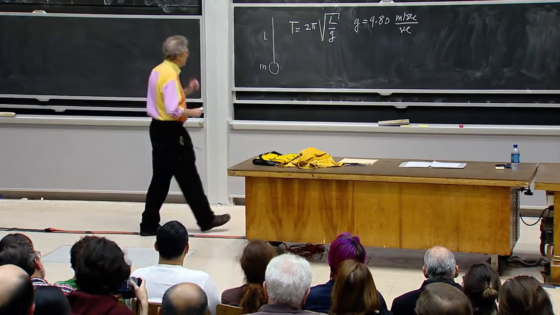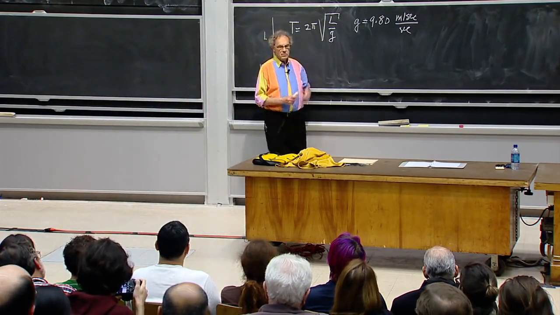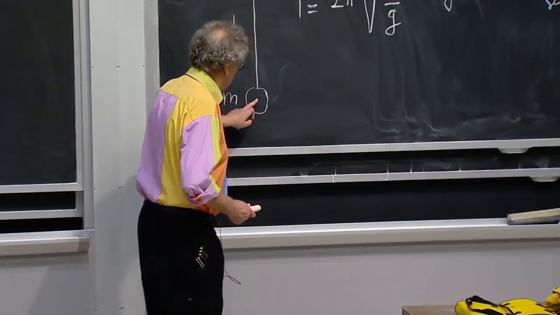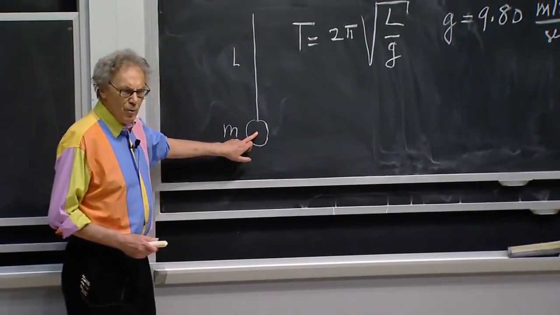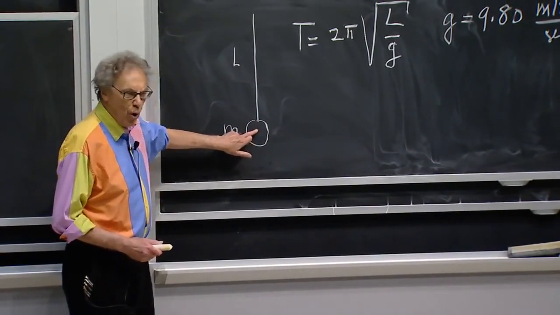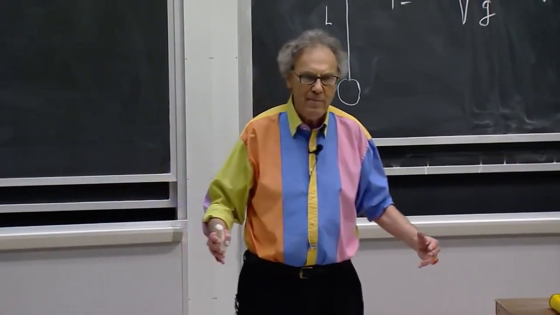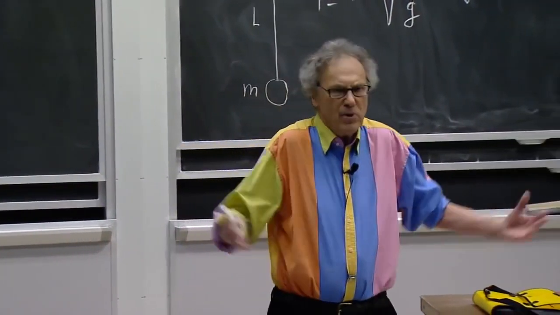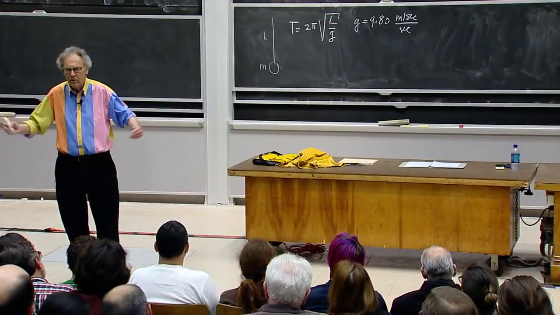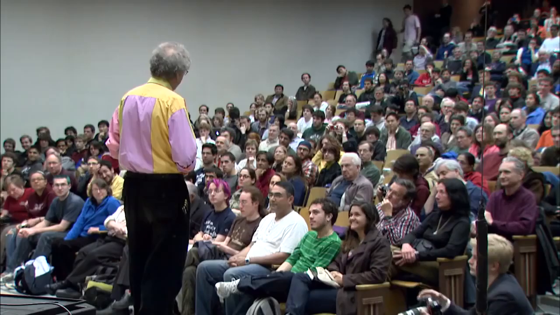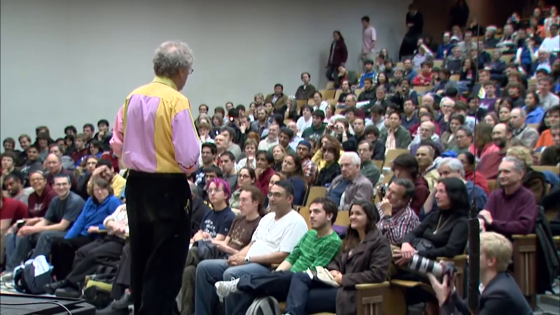There's something else in here which is even more non-intuitive. And that is, doesn't it matter whether the bob, we call this the bob, is 1 kilogram or 500 kilograms? You would think, wow, that must make a difference in the period. But the equation says, sorry, it doesn't. And I'm going to demonstrate that to you too.